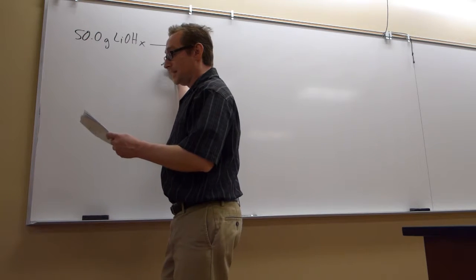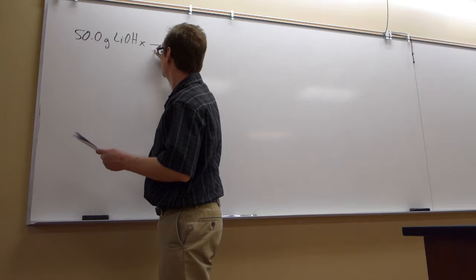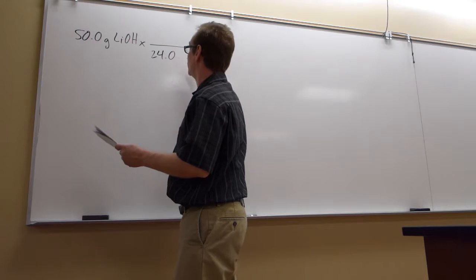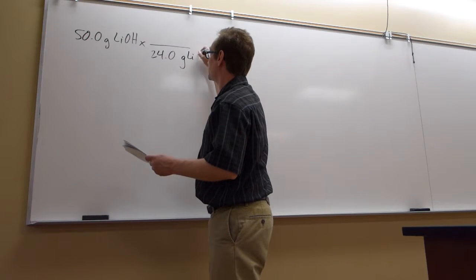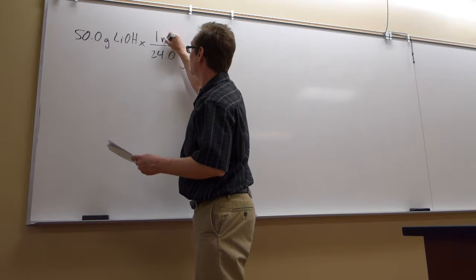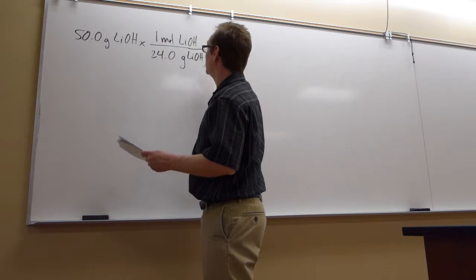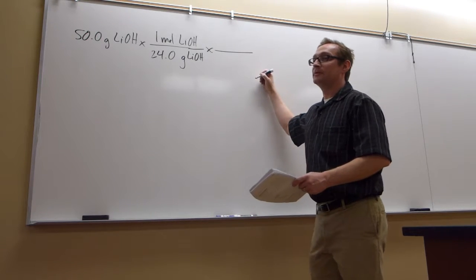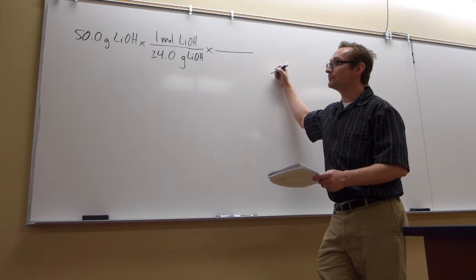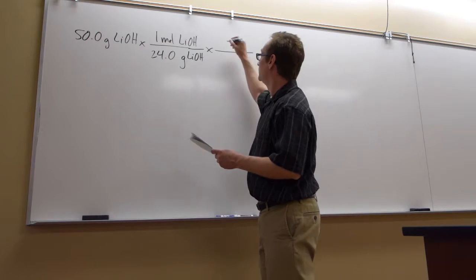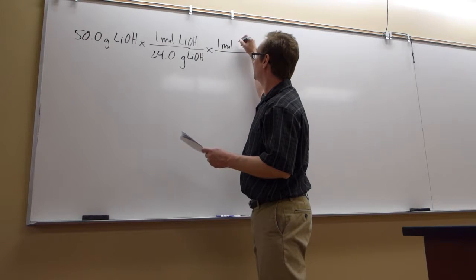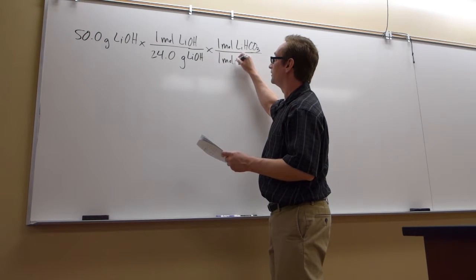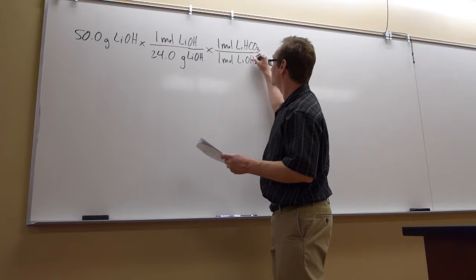The molar mass of lithium hydroxide turns out to be about 24. My notes here just have one decimal place, so let's work with that. 24 grams of lithium hydroxide for every mole of lithium hydroxide. And now we have a mole ratio. What is it? 1 mole of lithium hydroxide gives you 1 mole of lithium bicarbonate. So 1 mole of lithium bicarb is produced for every 1 mole of lithium hydroxide.